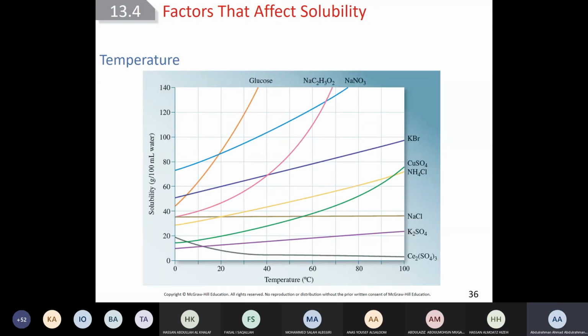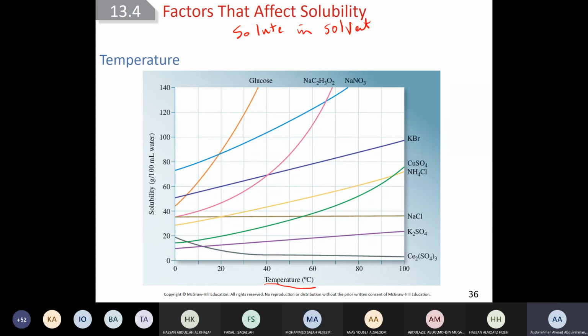Temperature, what's the effect of temperature on solution? See, as you increase the temperature, this is when you dissolve gas or when you dissolve things in solvent.